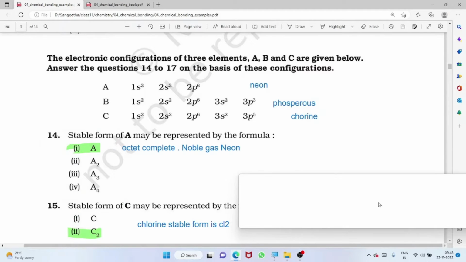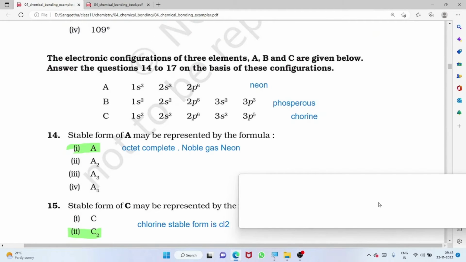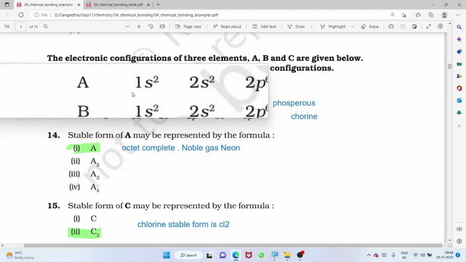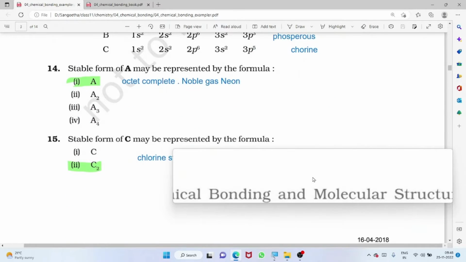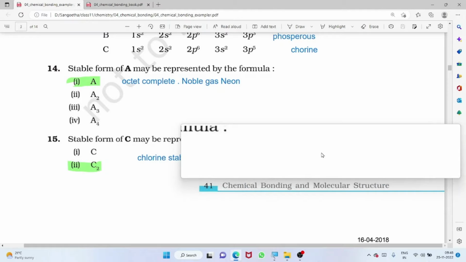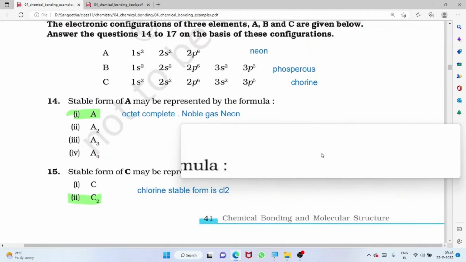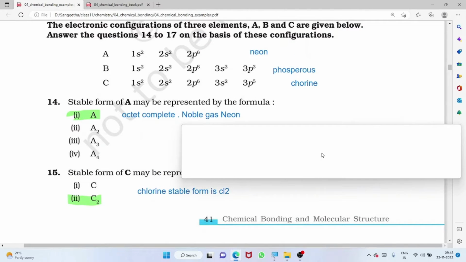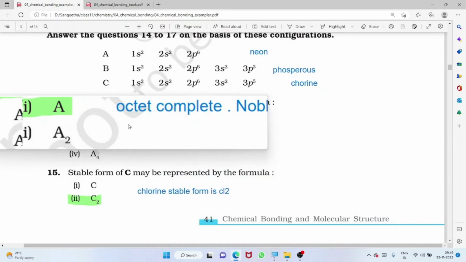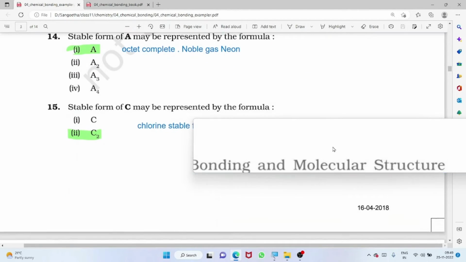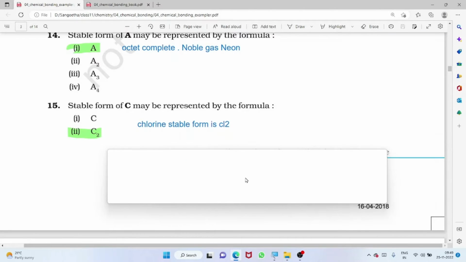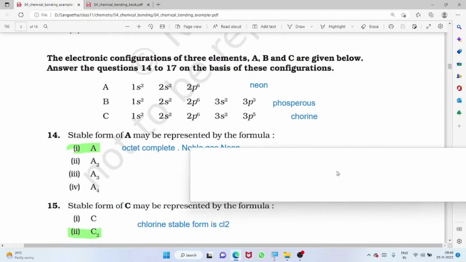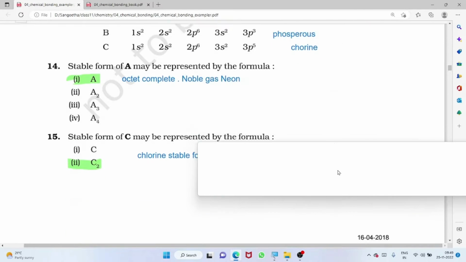The electronic configurations of 3 elements A, B, C are given below. Answer questions 14 to 17 on the basis of this. A has the electronic configuration of neon, B is phosphorus and C is chlorine. The stable form of A may be represented by the formula, because the octet is complete, it is neon gas. So this is stable by itself, A, neon. Stable form of C may be represented by the formula. This is chlorine, C exists in the Cl2 form.